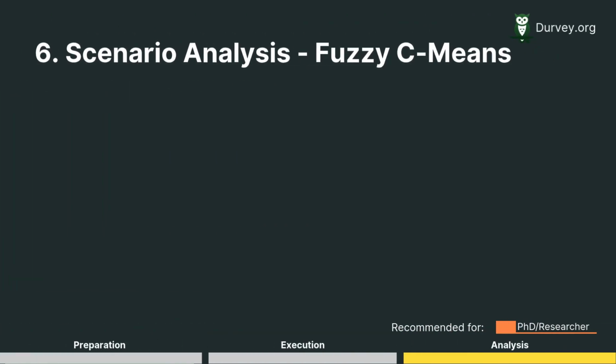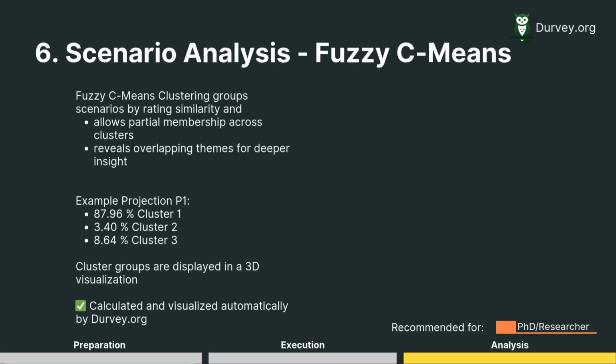Fuzzy C-means clustering. Finally, let's look at fuzzy C-means clustering, a more flexible approach to scenario grouping. It clusters scenarios based on similarities in expert ratings, but unlike traditional clustering, it allows partial membership across multiple clusters. This captures overlapping themes and complex relationships in your Delphi results.